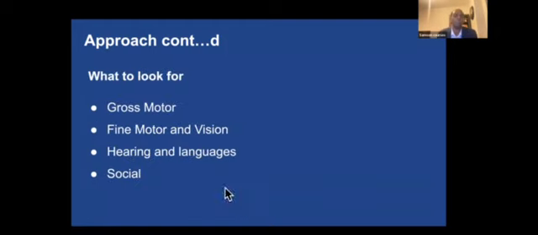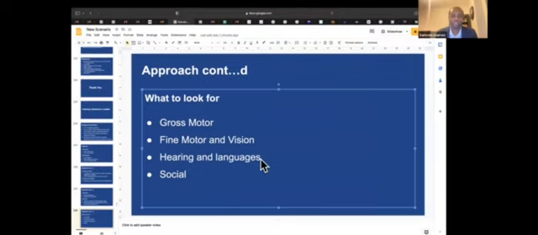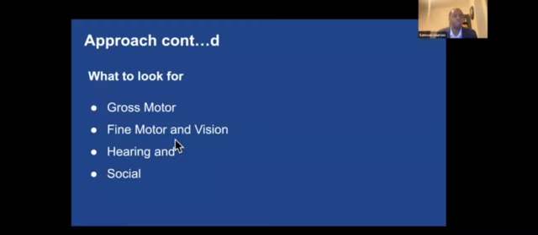So generally, what do you look for? You look for 4 main areas: the gross motor, the fine motor, the vision, hearing and language, and the social. This is supposed to be language, not languages, they're not going to speak in languages. Here we go. So there are the 4 areas to look at.